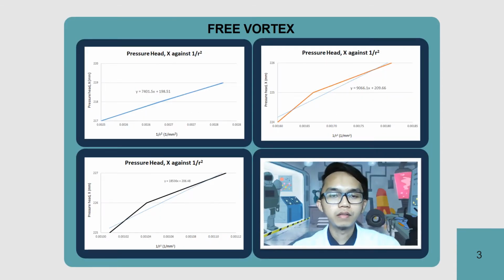For the free vortex discussion, we plot a graph of power head against 1 over radius squared. We can get gradients. From the gradient, we can calculate the theoretical velocity. As we observe, the gradient increases when the diameter of the orifice increases.